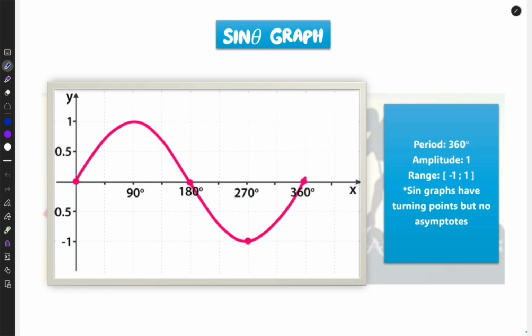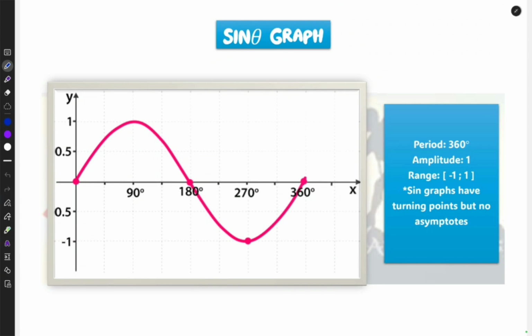It first goes up, back to the middle, and then down to a turning point, and then back to 360. That means its period is 360 degrees, which means it completes one cycle in 360 degrees. The amplitude is 1, and remember, amplitude just says from the middle of the graph, how far does it go up or down? So if the middle of a sine graph is 0, it went 1 up to a turning point and it went 1 down to the other turning point. The range is therefore -1 and 1.